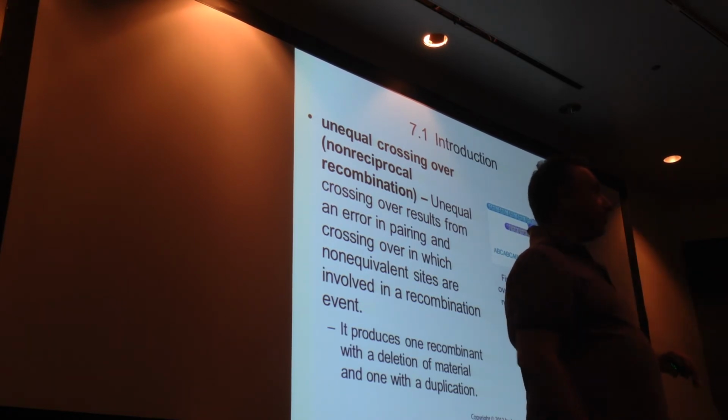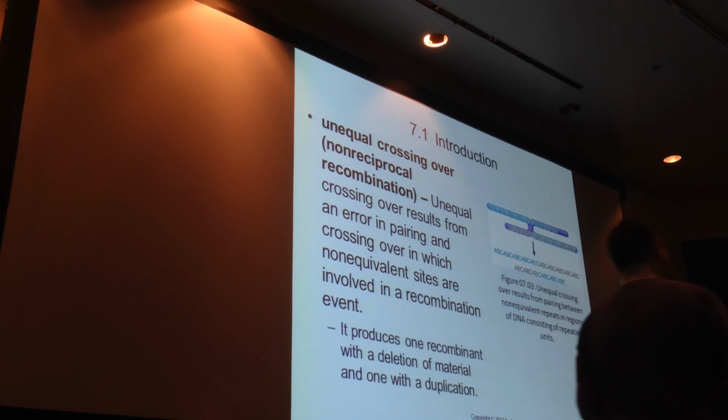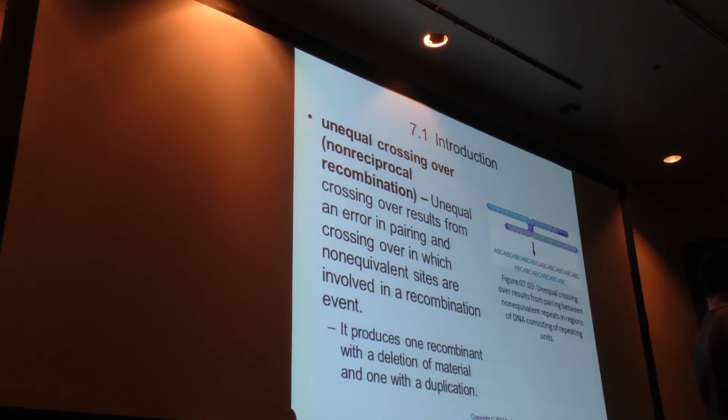Yes? Does crossing over, the chiasms, almost always form in the middle of repetitive sequences? No, I said repetitive sequences are lower in the genome and are highly homologous. But they can also happen within the gene as well. Anywhere where there's homologous sequences. But repetitive DNA happens to be quite homologous, and that makes it easier to find. But it happens all over the place.